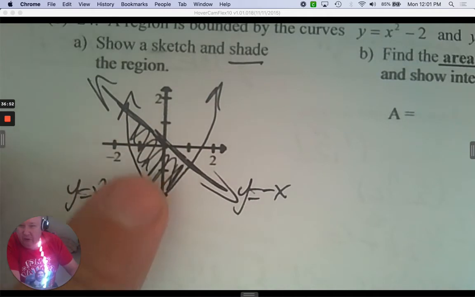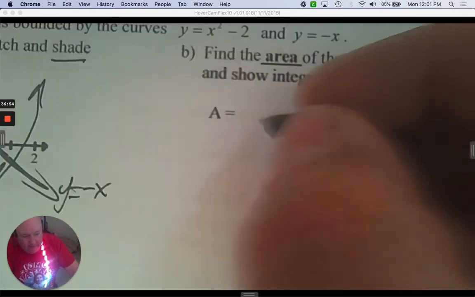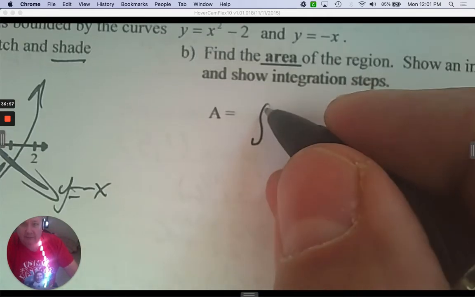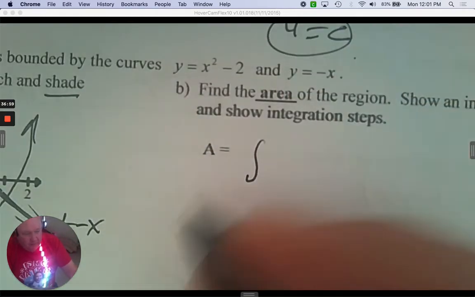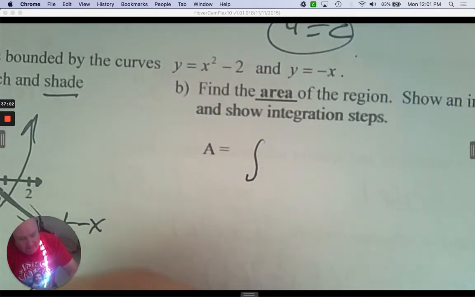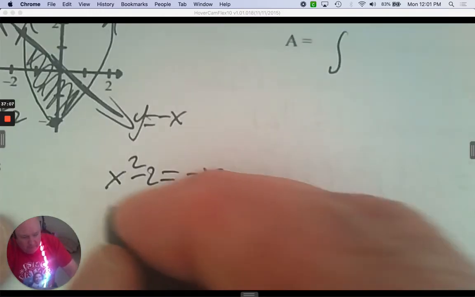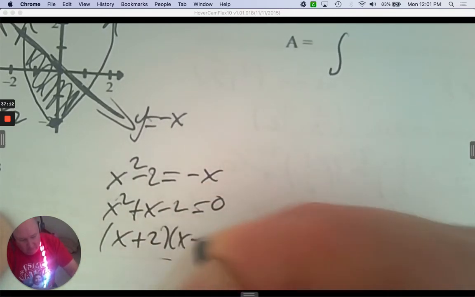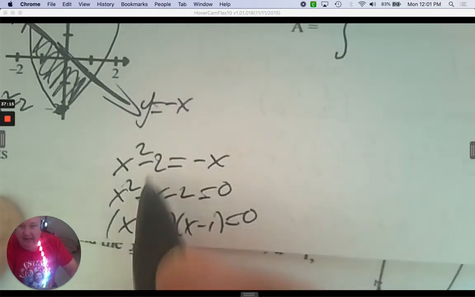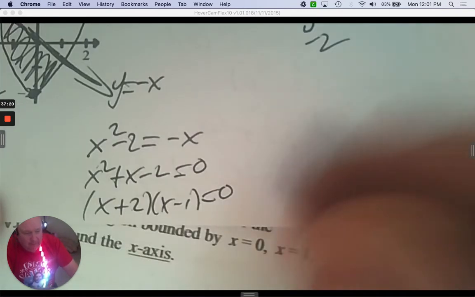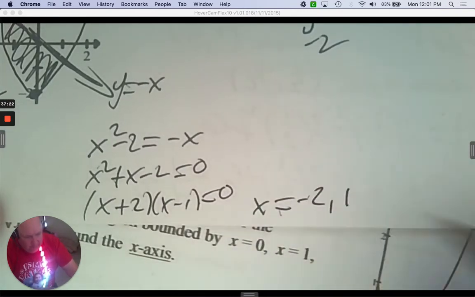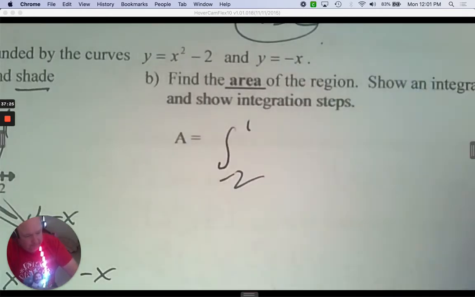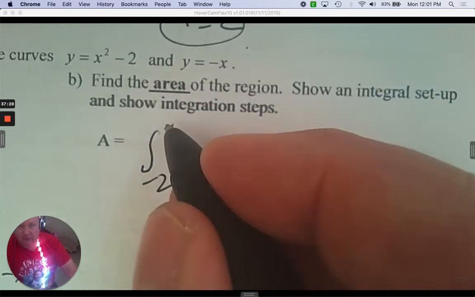How do you find the area between two curves? It's an integration question. So we integrate. What are my limits? Well, I got to make them equal to each other to find the limits. So I'll do that here. That's x squared subtract 2 equals negative x to find my limits. So I'm going to add x. I'm going to factor. And then once I add x and I factor it, the lower limit is negative 2 and the upper limit is positive 1.